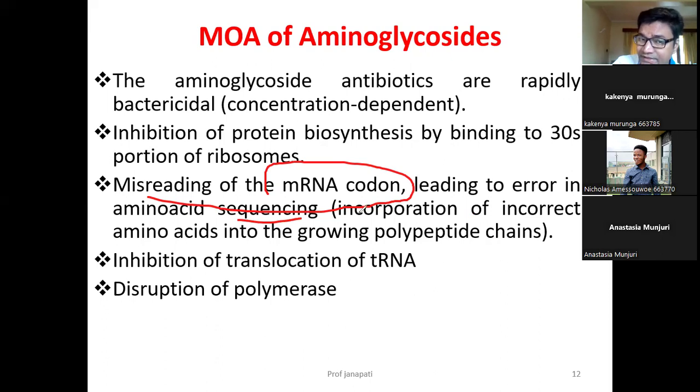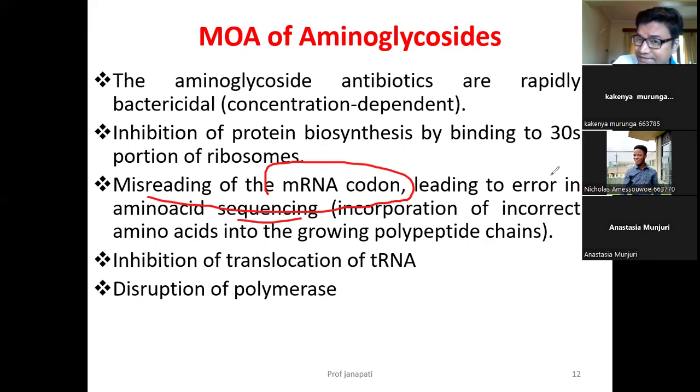Now, in addition, they also found that it inhibits the translocation process. Just like macrolides, they also inhibit translocation of tRNA. That means moving of tRNA to another codon is also blocked. Then it also disrupts the polymerase enzyme, which is the one that causes opening of double-stranded DNA. That also it inhibits. So three mechanisms they are telling.